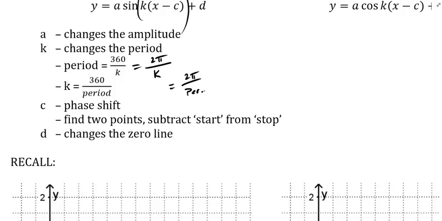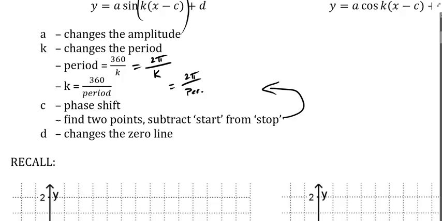Okay. C is the phase shift. So for today, how would I find the phase shift? Oh, that's not right. Find 2 points, subtract, start from stop. That's for period. That should be in period. How do I find the phase shift? Well, we'll talk about that when we get to an example to make a bit more sense. But you're just looking, if it's sine, for the point where sine starts that's closest to the y-axis. If it's cosine, same thing. Where does cosine start? You're looking for that point that's closest to the y-axis.